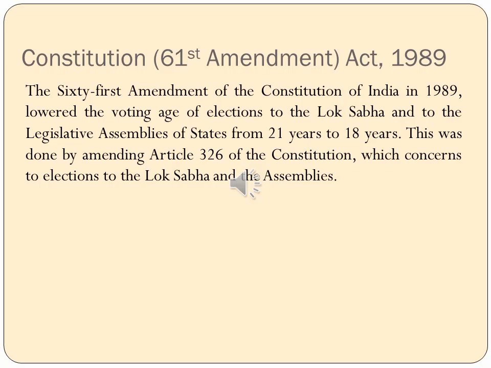So the people were eligible to cast their vote for both Lok Sabha and the state legislative assembly, that is Vidhan Sabha, once they reached 18 years of age. So earlier it was 21 years of age. This was reduced to 18 years of age. So this was done by amending Article 326 of the Constitution, which concerns the elections of the Lok Sabha and the assemblies.